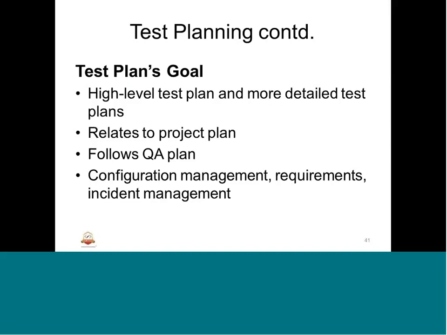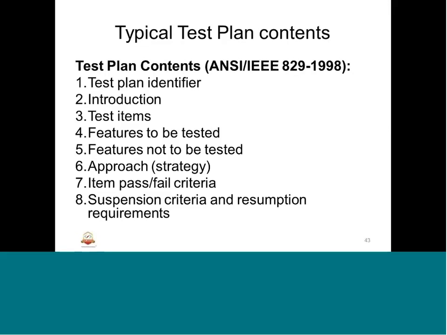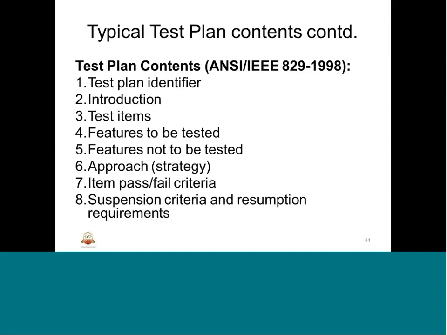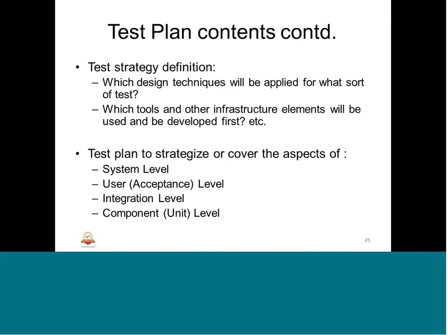Test plan's goals we had discussed. It should be as per the project plan. Then purposes. A typical test plan contains, as per the IEEE 829-1998, all these elements, about 16 elements. We also had a definition of test strategy, what it means. Then what are the strategies, how they will be addressed in the test plan, like system test, user test, integration test, and component level test.